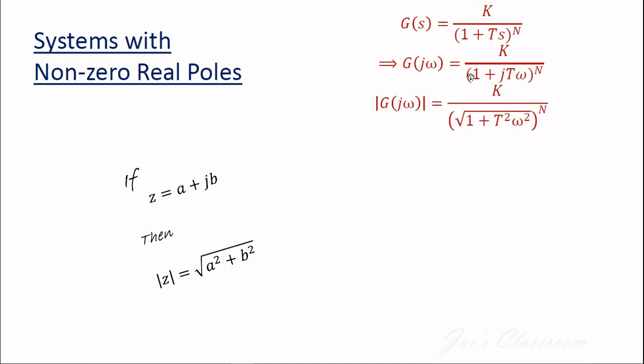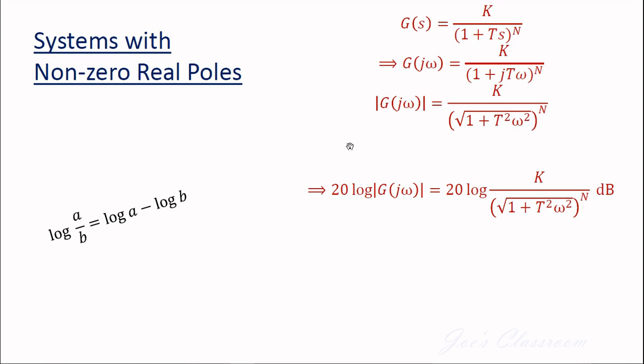If I apply this, I will get the magnitude of G(jω) as K by square root of (1 plus T squared ω squared) the whole power n, because here a is equal to 1 and b is equal to Tω, and therefore it is a squared plus b squared, which is 1 plus T squared ω squared. So to find the gain in decibels, we have to take 20 log of the magnitude of G(jω). Since the magnitude has been already found, you can apply this formula.